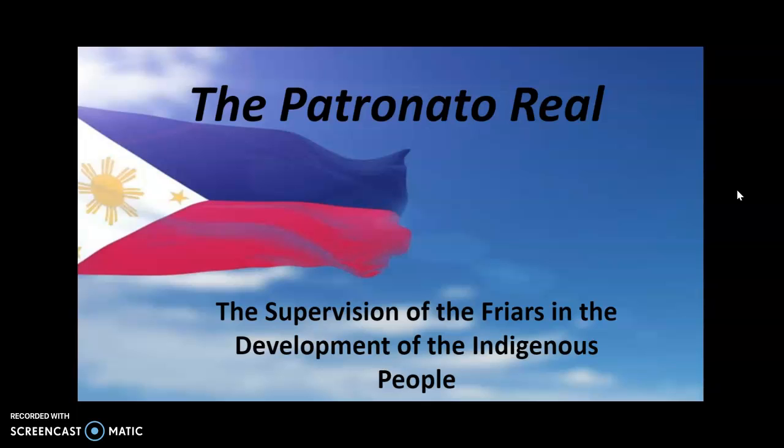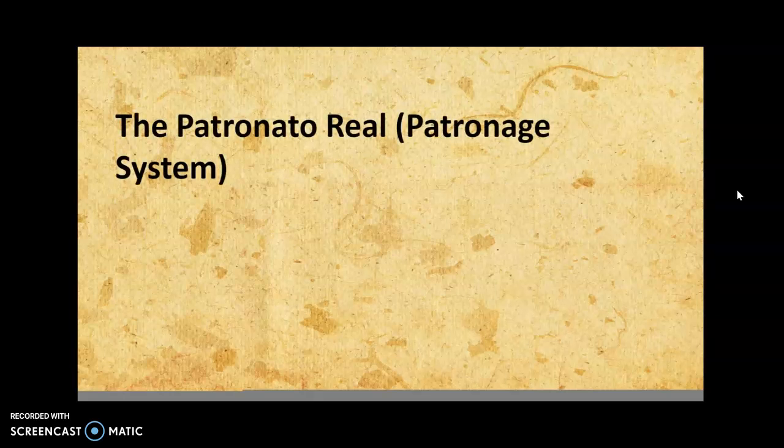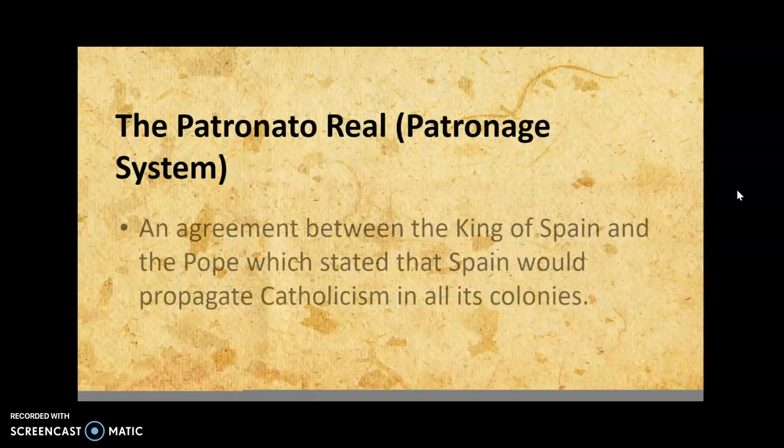However, the colonization was formalized only in 1571 when Miguel Lopez de Legazpi arrived here in the Philippines. Alright? And he was appointed as the Governor General or the representative of the King of Spain. Alright? So, let's move to your Patronato Real or the patronage system. Okay? This was an agreement between the King of Spain and the Pope, which stated that Spain would propagate Catholicism in all its colonies.